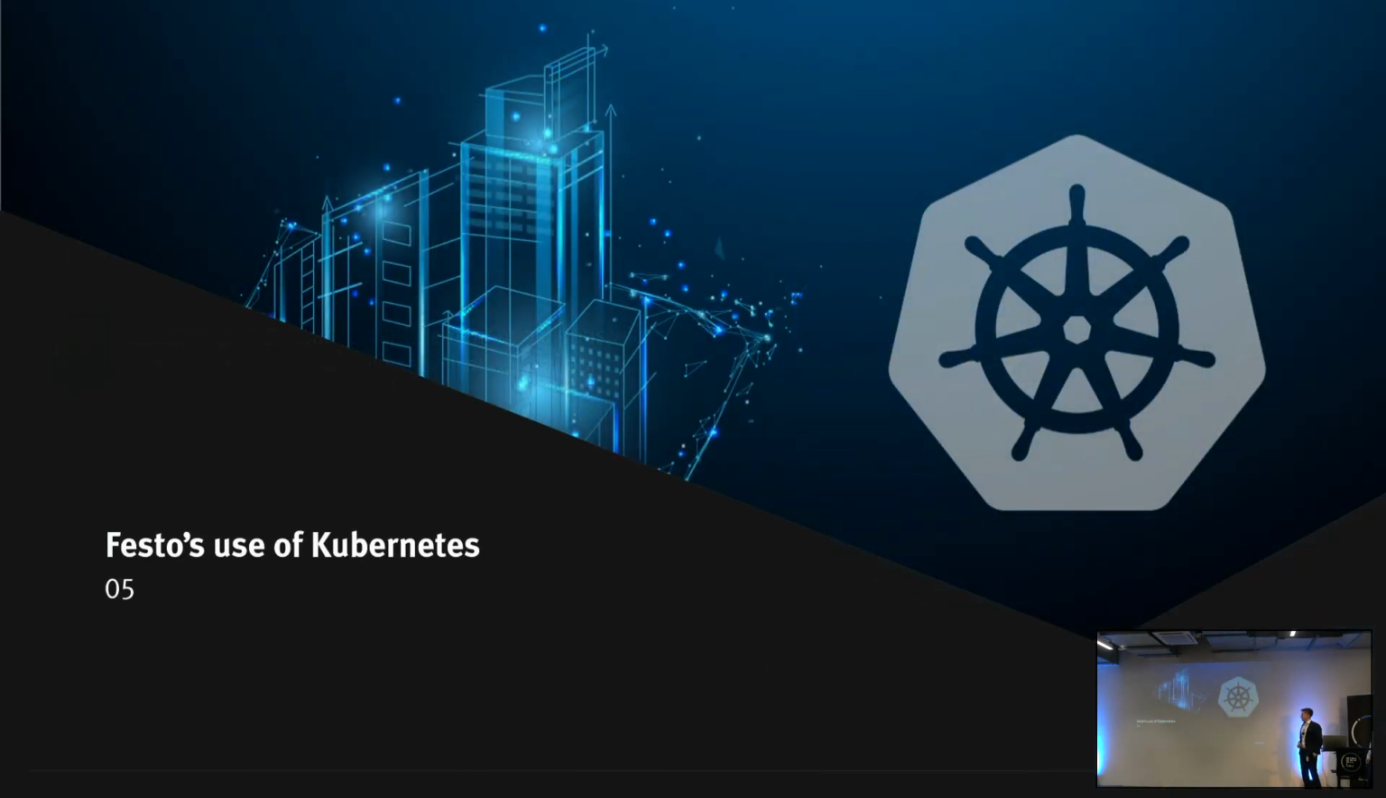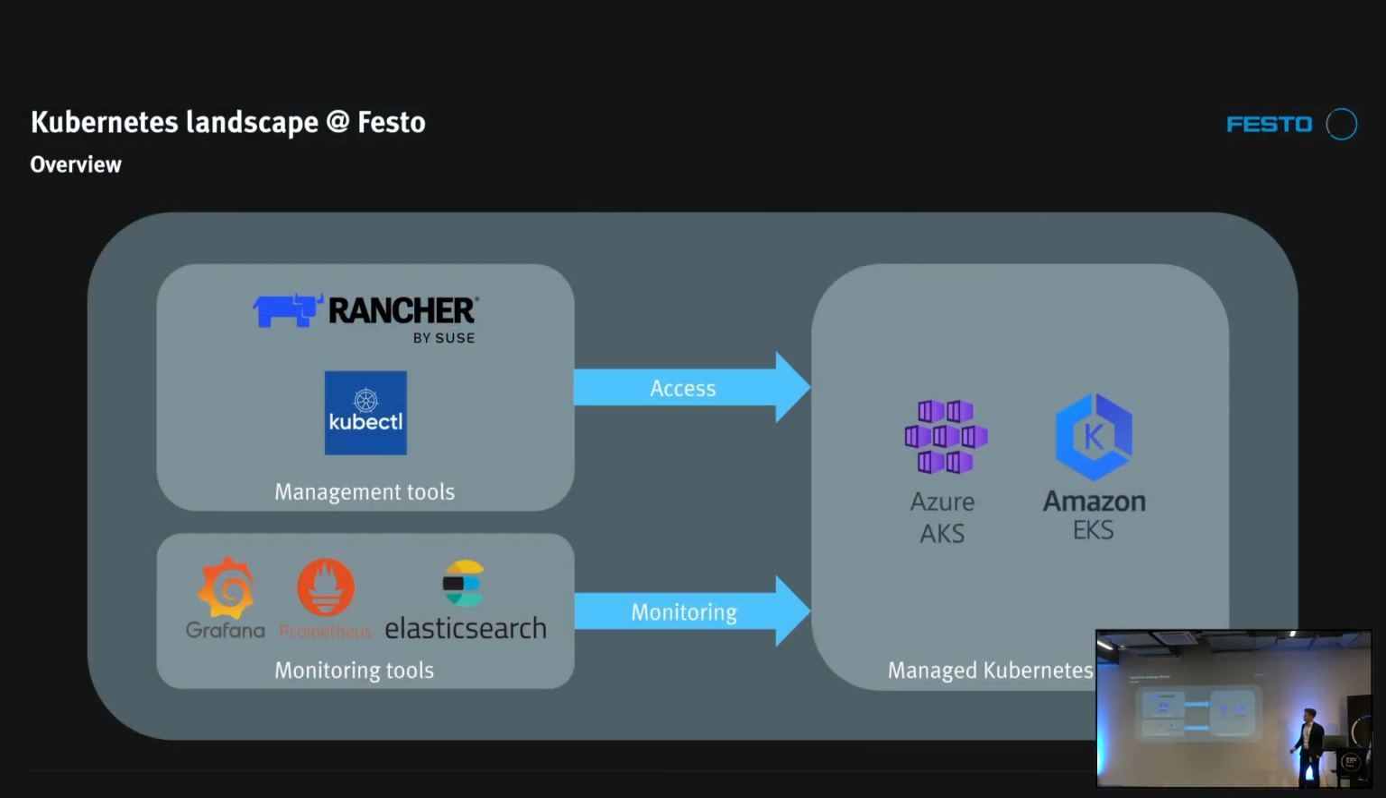Okay, so that's basically it about the key benefits. Now I want to give you some insights into how Festo is using Kubernetes at the moment. First of all, our landscape here at Festo. So this is a basic overview of the things we are operating here. We have some management tools in place on the left-hand side, and also the monitoring tools. And then we have our managed Kubernetes clusters we are offering from a global infrastructure managed IT perspective.